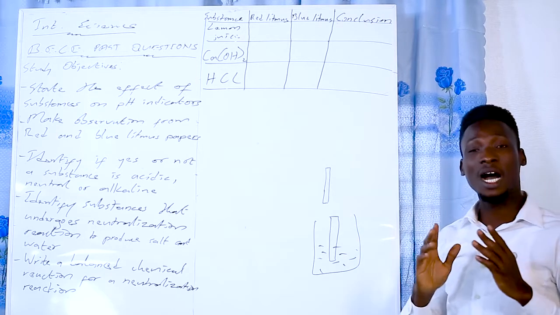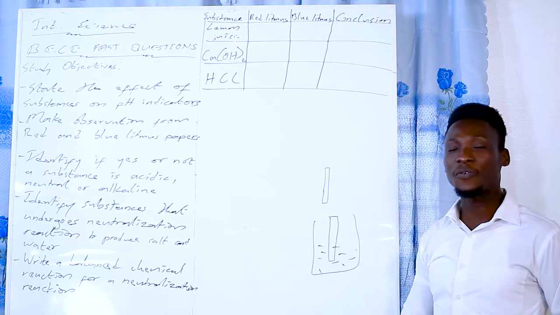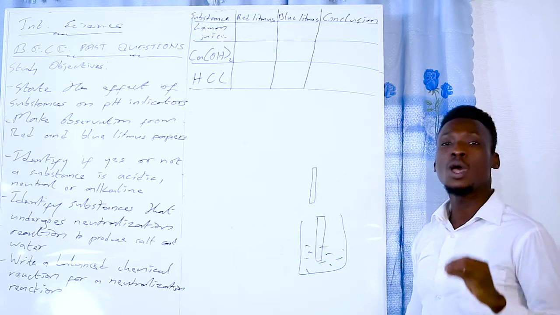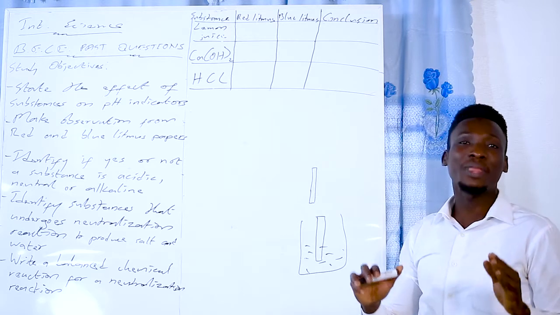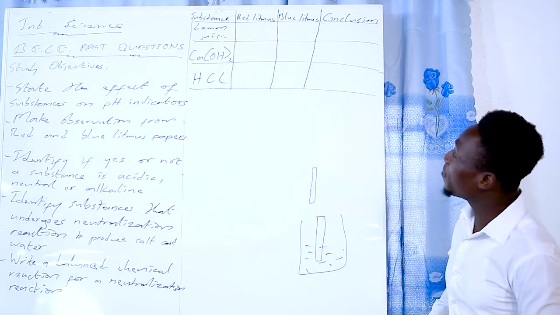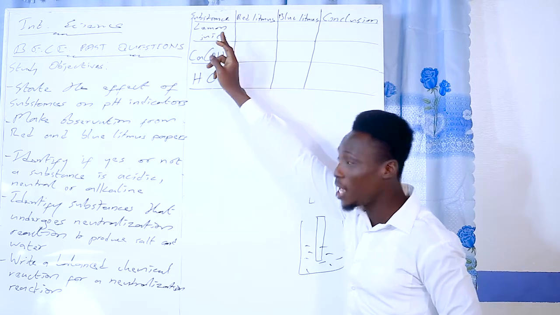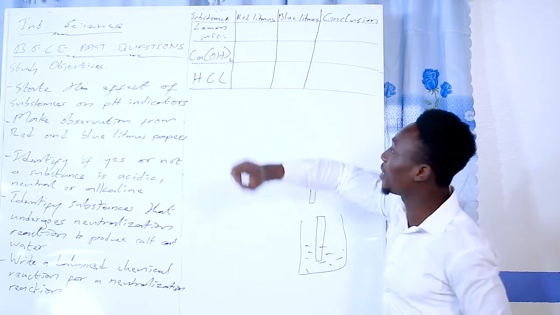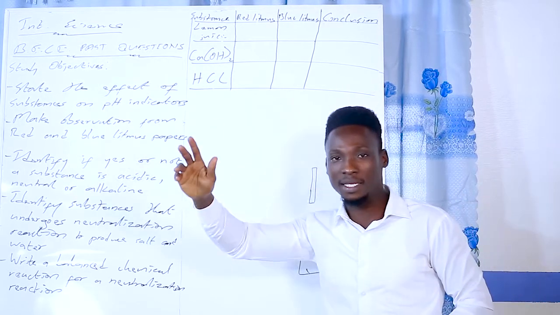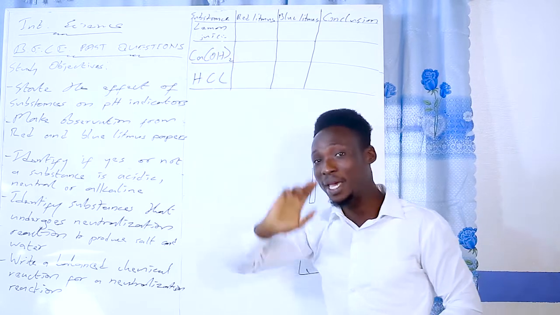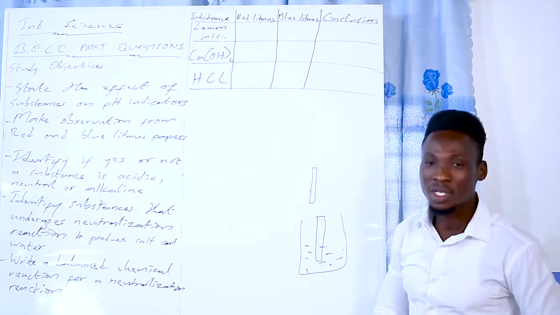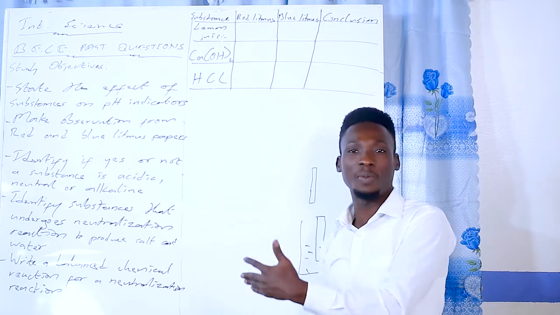Now, different substances have different effects on litmus papers. The effect that an acid will have on a red litmus paper is not the same as the effect another substance will have. So what I'm trying to say is that if I have this one here to be an acid, and I put this red litmus paper into this acid, the effect that the acid will have on the red litmus paper is not going to be the same as the effect that a substance that is not an acid, something like calcium hydroxide, which is a base, will have on the red litmus paper.